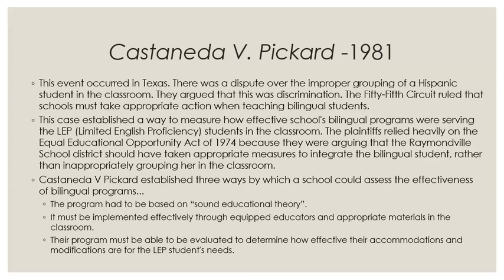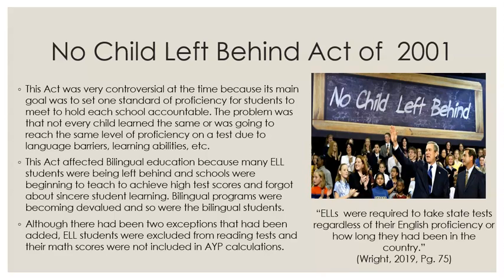Castaneda v. Pickard established 3 ways by which a school could assess the effectiveness of bilingual programs. The first way is that the program had to be based on sound educational theory. The second is that it must be implemented effectively through equipped educators and appropriate materials in the classroom. And thirdly, their program must be able to be evaluated to determine how effective their accommodations and modifications are for their LEP students' needs.